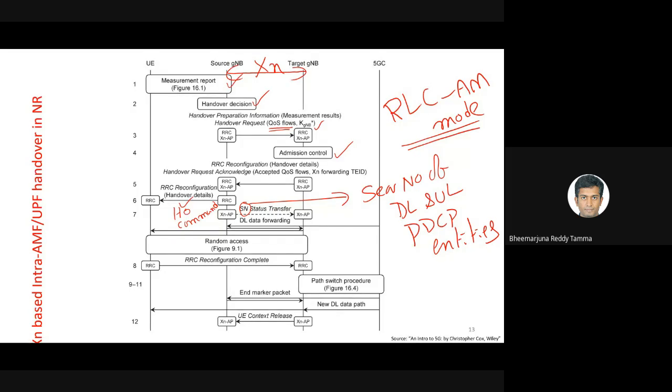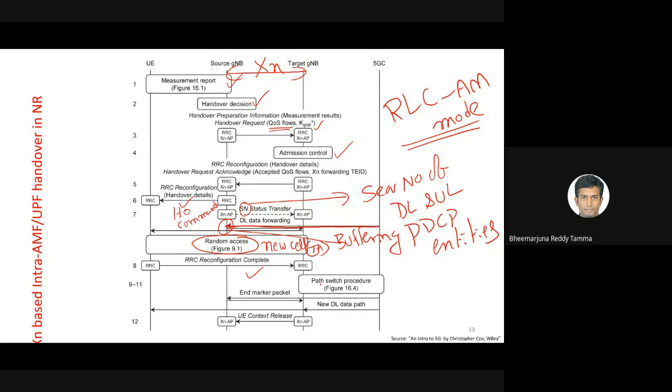Then we have the data coming from the core network to the source gNodeB. In this case, it is doing the buffering because the link is not available with the target gNodeB yet. So a random access with the new cell is done here so that the UE can update its timing advance based on the new cell. Now RRC configuration is completed.